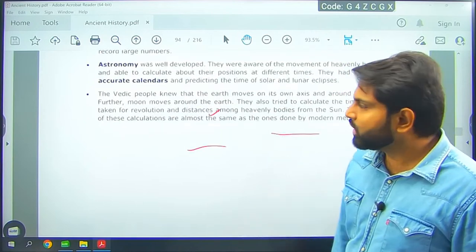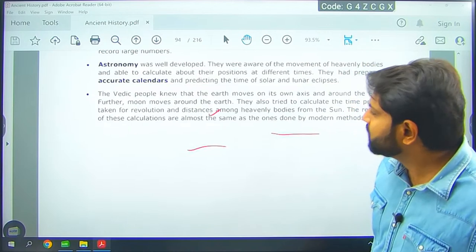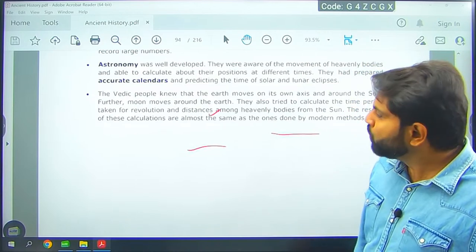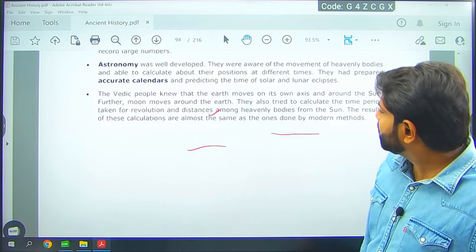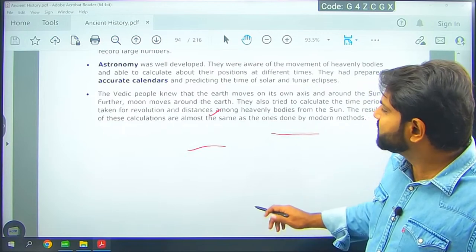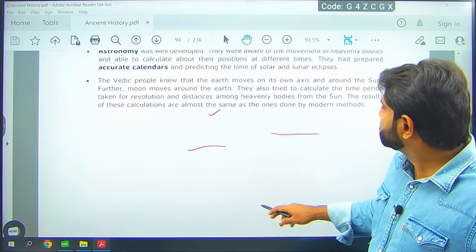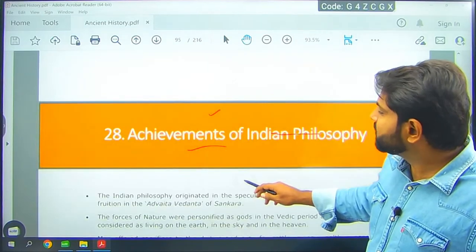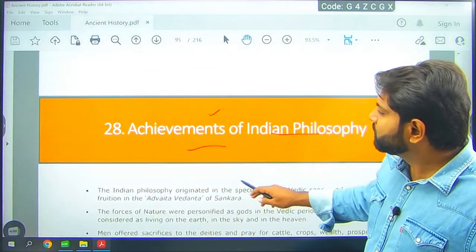They focused on lunar eclipses also. The Vedic period knew that the earth moves on its axis and around the sun. Further, the moon moves around the earth. They also tried to calculate the time period of revolution and distances of heavenly bodies from the sun. Most of the calculations are similar to the present times.